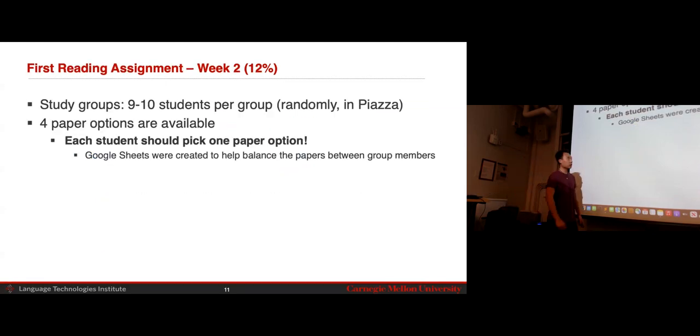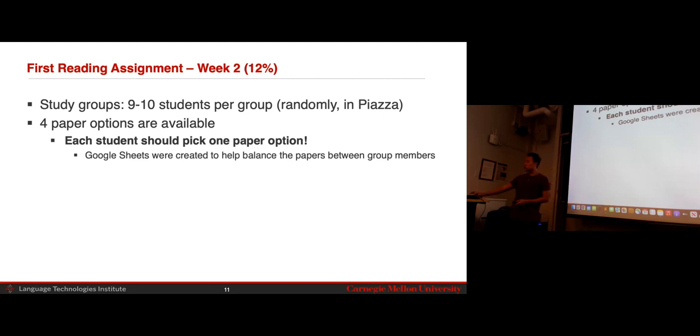Okay, so that was the lecture highlight. The other big part of grading is the reading assignments. And again, this is going to start next week. The goal of the reading assignment is to really read in depth several of the most important recent papers in the field of multimodal machine learning. We're going to divide the whole class randomly into groups of about 9 to 10 students. We're going to put these groups on Piazza so you can see them. Every time there's a reading assignment, there are going to be about four papers.